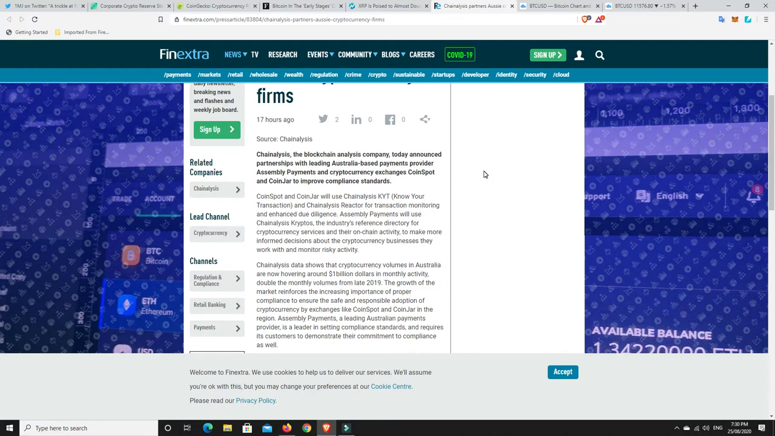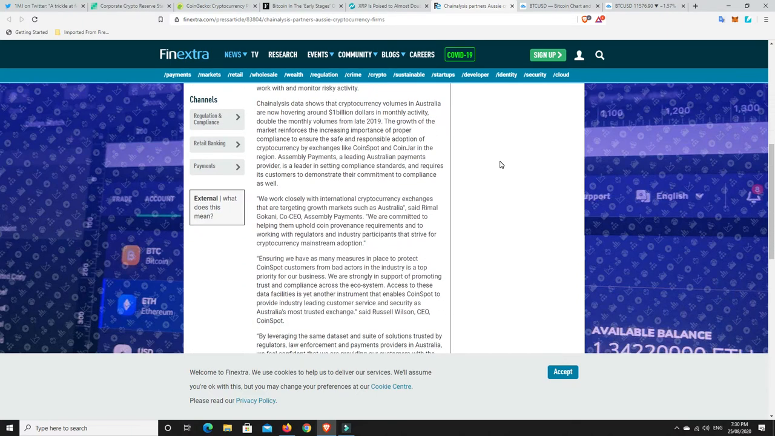Assembly Payments will use Chainalysis Cryptos, the industry's reference directory for cryptocurrency services and their on-chain activity, to make more informed decisions about the cryptocurrency businesses they work with and monitor risky activity. Chainalysis data shows that cryptocurrency volumes in Australia are now hovering around $1 billion in monthly activity, double the monthly volumes from late 2019. So it's on the rise again. The growth of the market reinforces the increasing importance of proper compliance to ensure the safe and responsible adoption of cryptocurrency by exchanges like CoinSpot and CoinJar in the region. Assembly Payments, a leading Australian payments provider, is a leader in setting compliance standards and requires its customers to demonstrate their commitment to compliance as well.